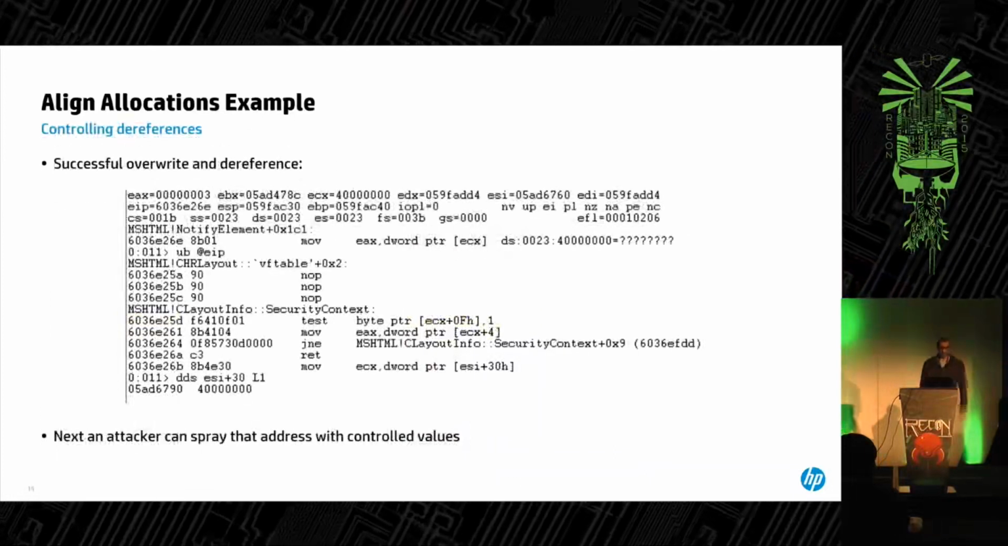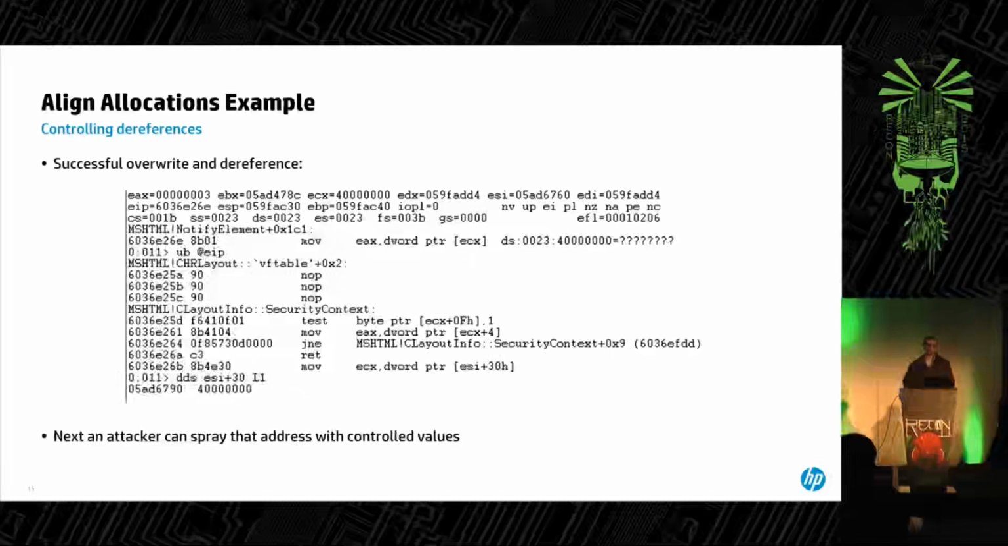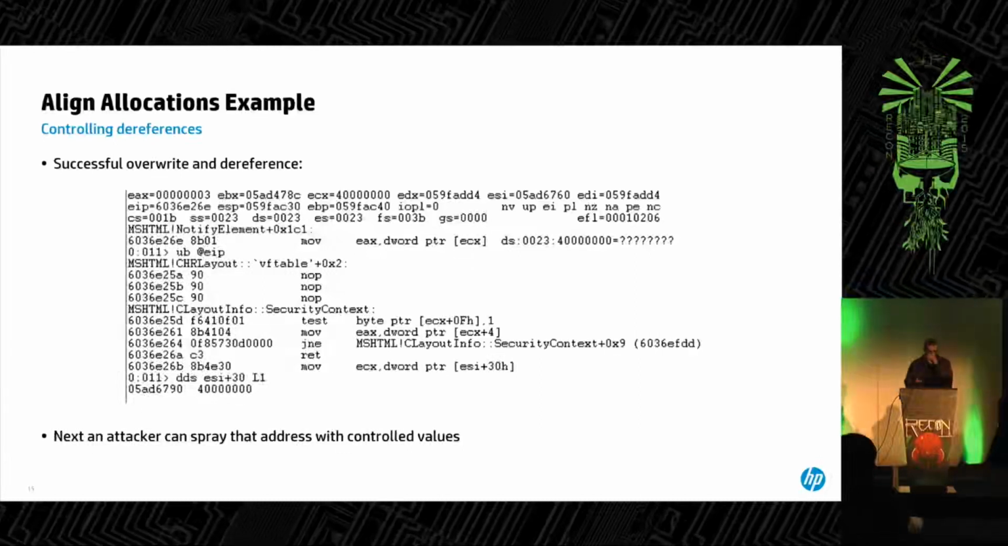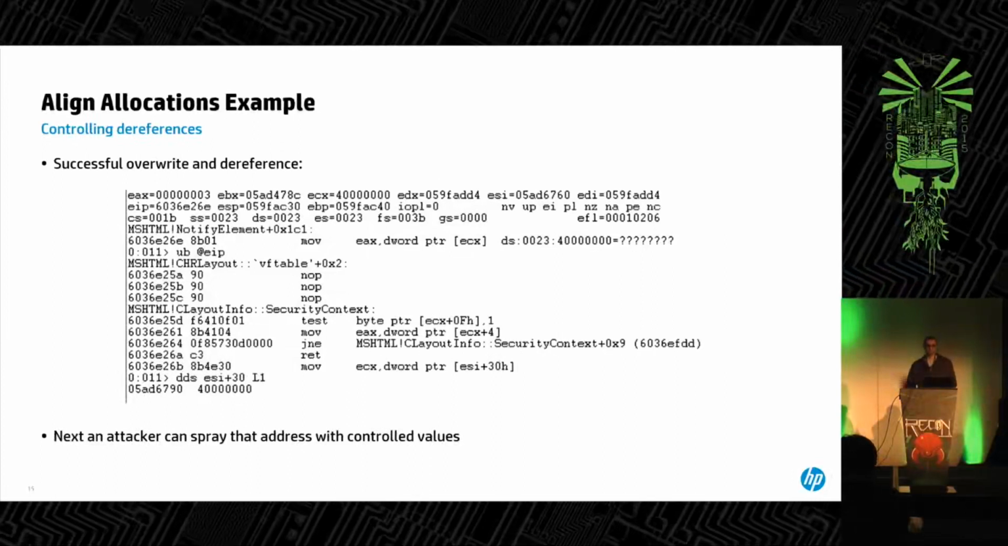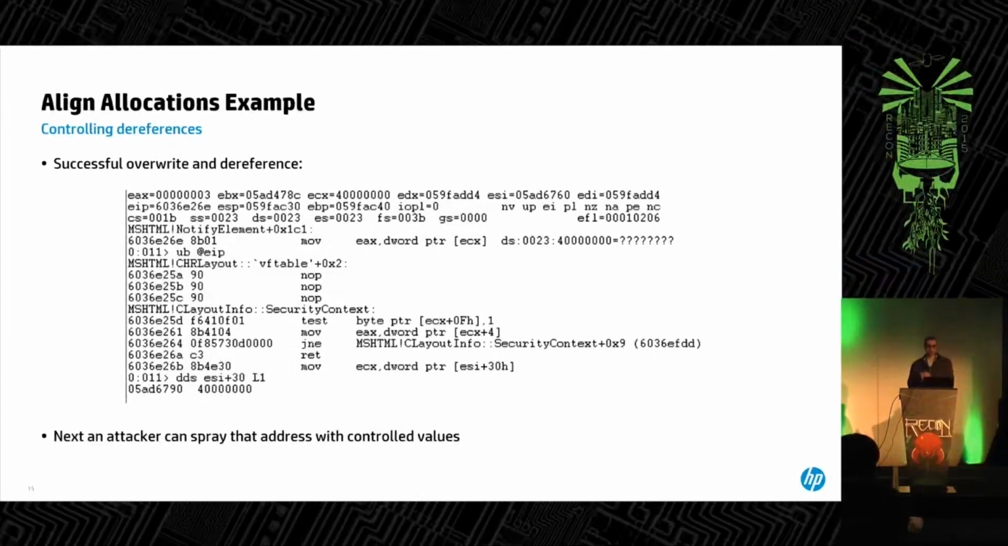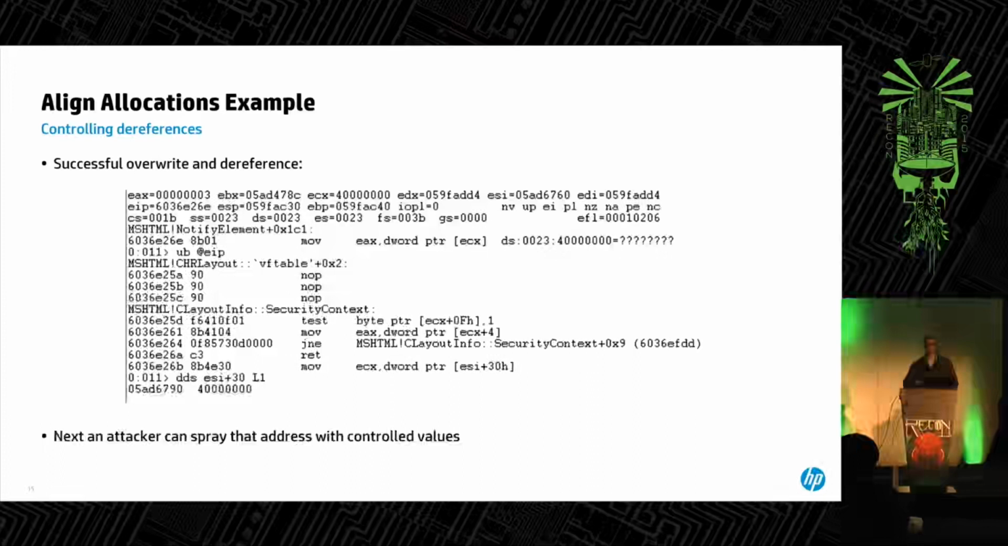So this is at crash time. When we have a successful overwrite and then we dereference everything, at crash time it's dereferencing 4000, as you guys can see. So from there, an attacker can spray that address and then control the flow of execution.